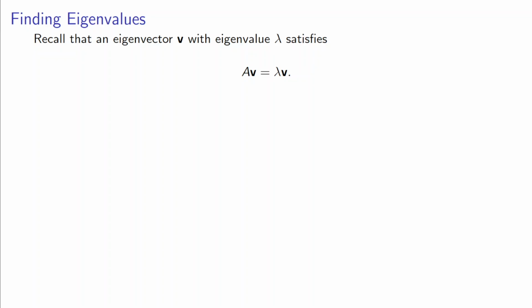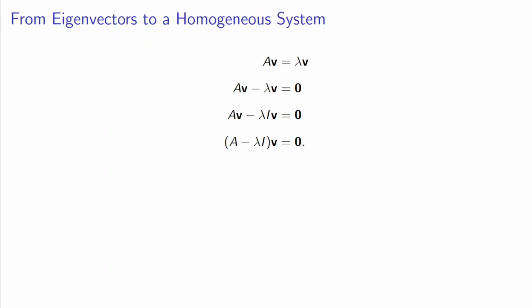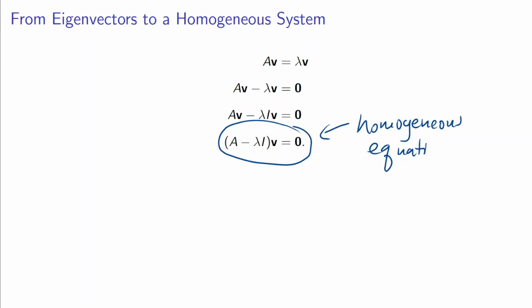So what did we do here? Recall that an eigenvector v with eigenvalue lambda satisfies Av equals lambda v. So if Av equals lambda v, then we can subtract that lambda v from both sides. So we'd have Av minus lambda v equals the zero vector, which we might write as Av minus lambda Iv equals the zero vector. And then we can look at (A minus lambda I) times v equals the zero vector. So this is that homogeneous equation that we're looking for non-zero solutions to.